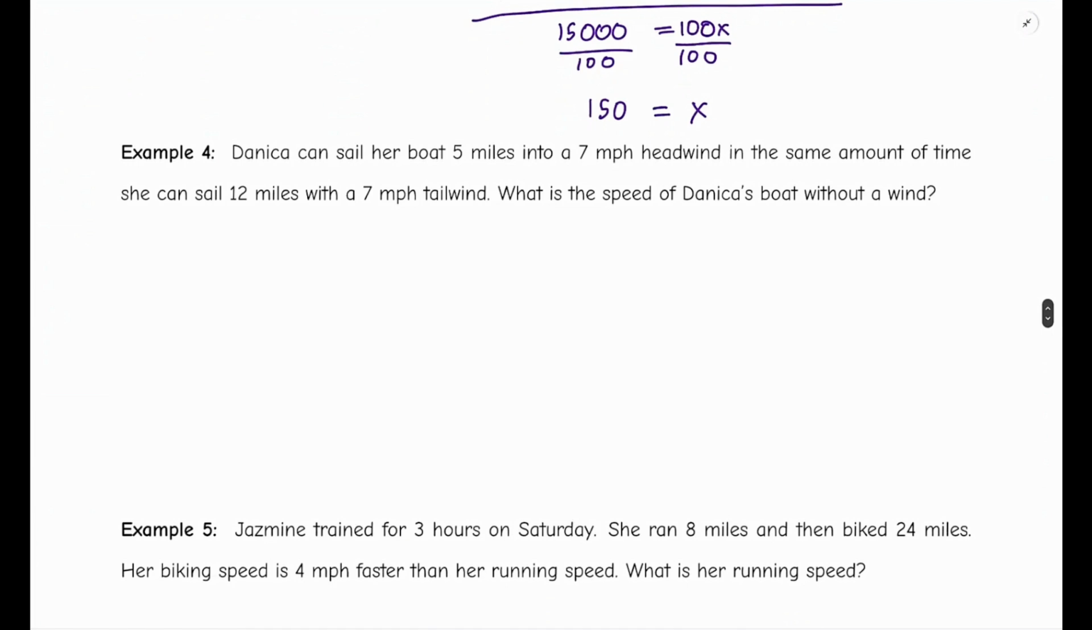Danica can sail her boat 5 miles into a 7-mile-per-hour headwind in the same amount of time she can sail 12 miles with a 7-mile-per-hour tailwind. What is the speed of Danica's boat without a wind? So this is going to be set up exactly the same as the airplane.